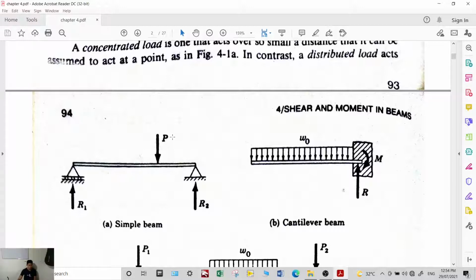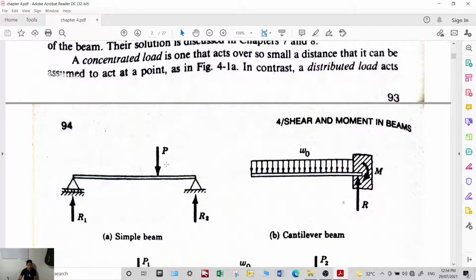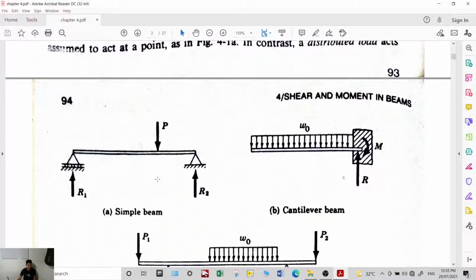Now this P is what you call a concentrated load. It acts over a small distance, and over a small distance you can assume it as a point. An example is the weight of a person. You can assume that it acts at one point. Okay?